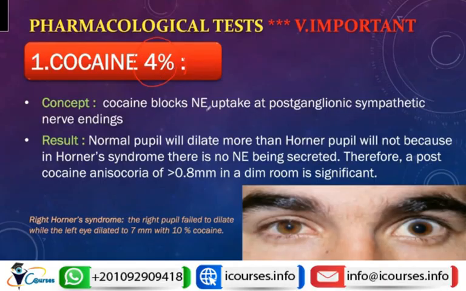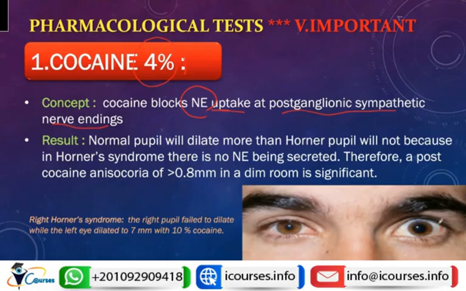So cocaine acts by blocking the norepinephrine uptake at the postganglionic sympathetic nerve endings. There is what's called the neuromuscular junction, which is the junction between the nerve and the muscle, which is the dilator pupillae muscle. This neuromuscular junction is under the effect of the sympathetic system, so it has adrenergic receptors and adrenergic neurotransmitters. The adrenergic neurotransmitter is norepinephrine, and the adrenergic receptors are the alpha and beta receptors. Cocaine will block the norepinephrine uptake at the postganglionic sympathetic nerve ending.